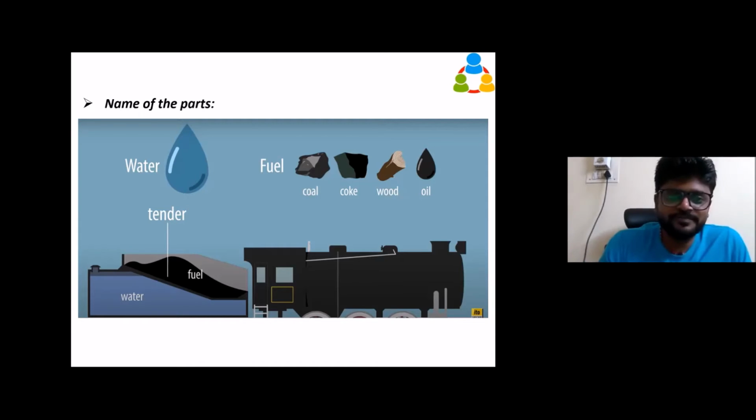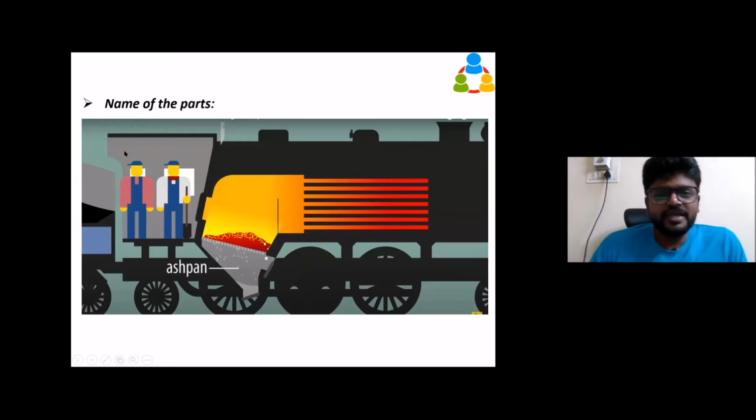Now let us go to our steam engine and how it works. Here in the tender, the water is there, and above that is the fuel, which is coal or coke. Next, inside the cabin you will have the fireman and the driver. The fireman's role is dumping the coal inside the firebox. This is called the firebox, and this is the fire door. He will take the coal from the reserve and dump it here, so it will be burning.